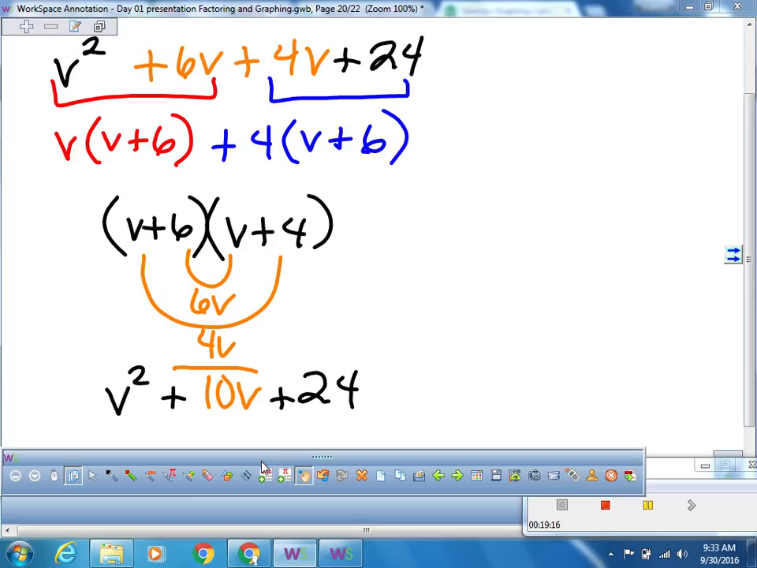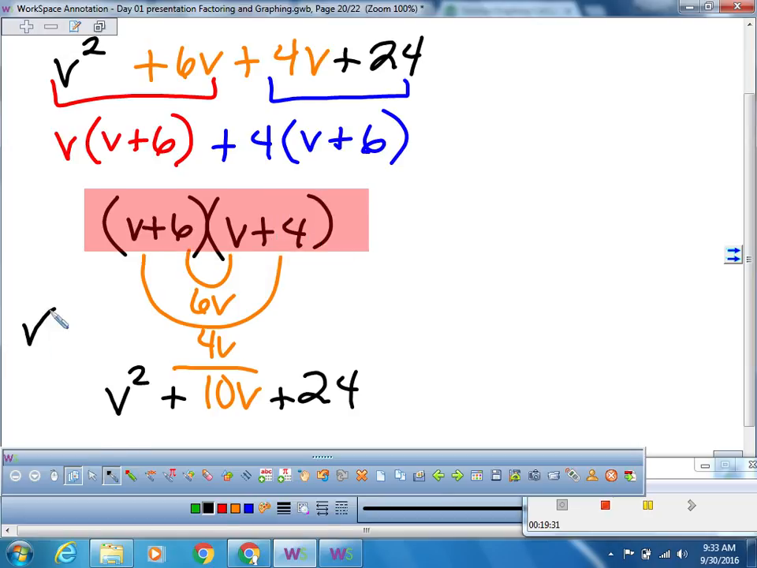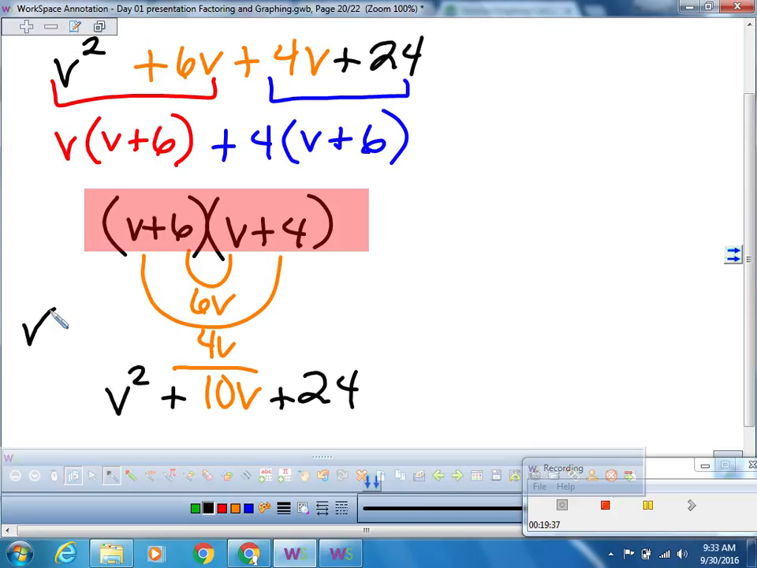This one, which one? That's what we're trying to get. This is what we wanted. This is your answer. This is your check. Because you're like, we just undid what we did. We're checking it. Got it? Okay, yes. Thanks.